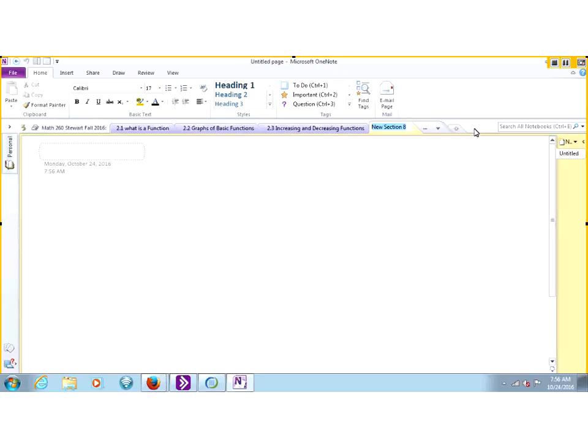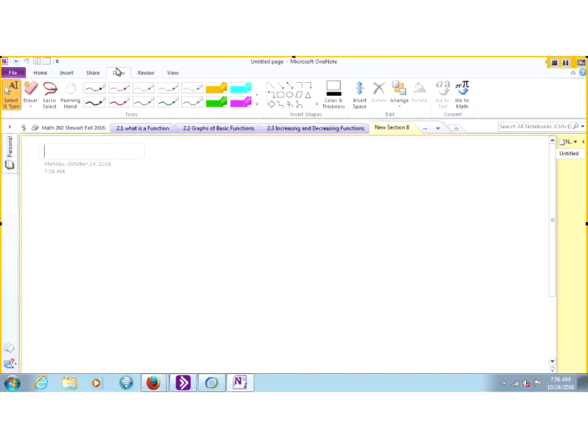All right. So 4.4 is exponential and log equation.